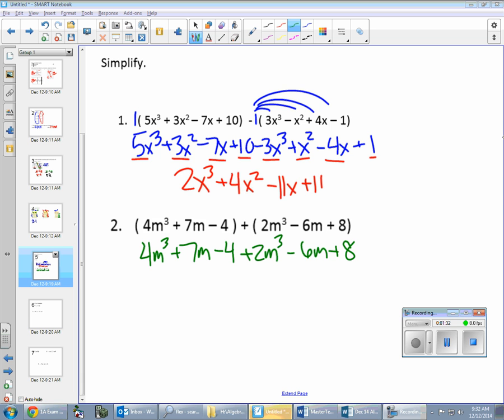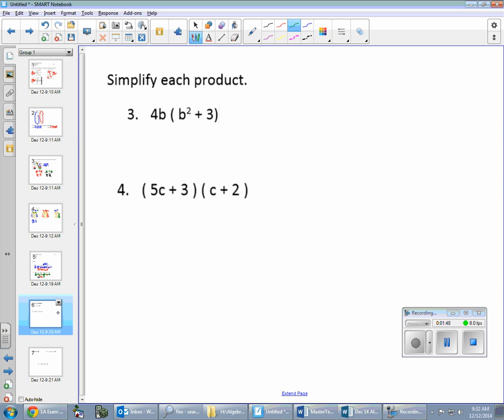And now we're combining like terms. So 4 and 2 make 6m to the third. What else you got? 7 and negative 6 make 1m. And last, negative 4 plus 8 is positive 4. So 6m to the third plus 1m plus 4.